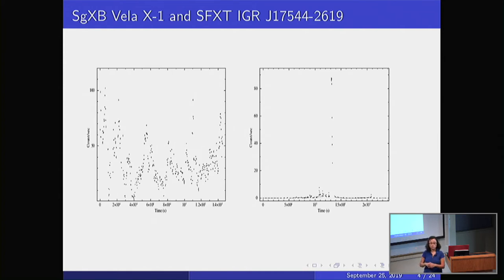And we want to look into the details, and that will be the focus of my talk today. I want to discuss what exactly makes this transient system different from this persistent system, despite the fact that they have similar supergiant companions, similar orbital periods, similar X-ray spectra, and pulsations in some of them.